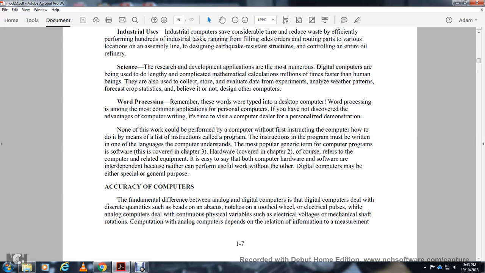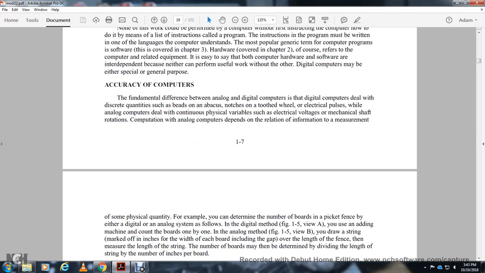The digital computers deal with discrete quantities: the beads of the abacus, the notch of the tooth wheel, the electrical pulse, while the analog computers deal with continuous physical variables, such as electrical voltage, mechanical shaft rotation. For computation, analog computers depend on the relationship of information, measurement of physical quantity.